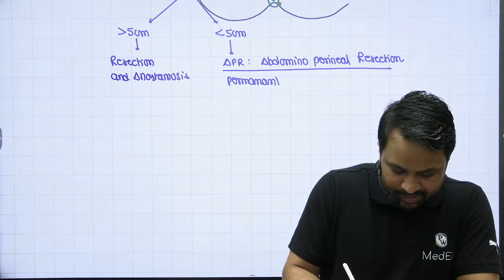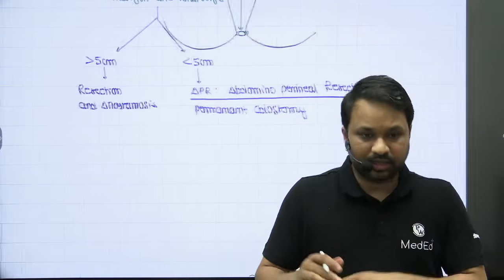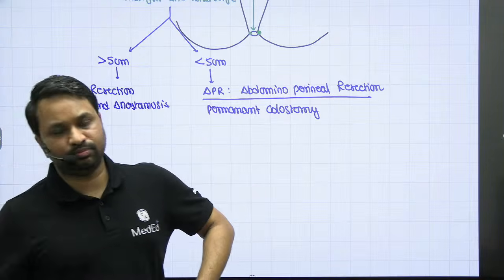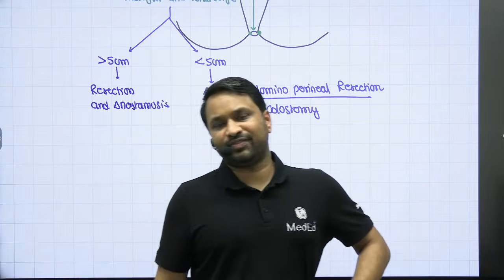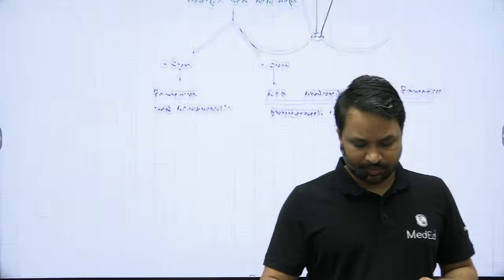There is this permanent colostomy that you're creating. So here the anal opening will be closed because you've removed the entire anal canal. The descending colon will be opened onto the left side of the abdomen, remaining as a colostomy for the rest of his life. And this is what we call APR.